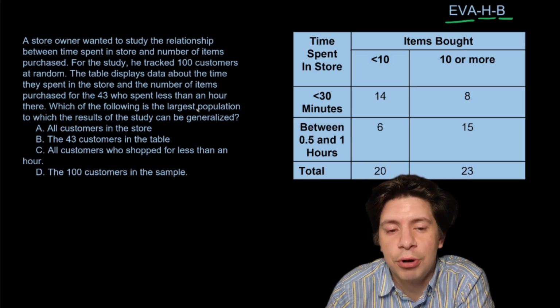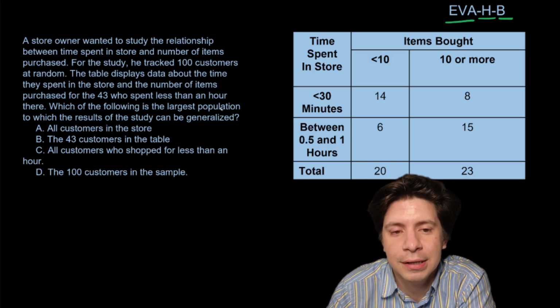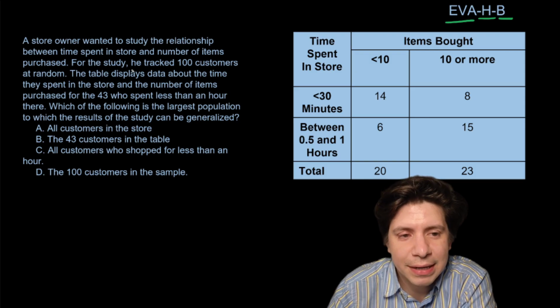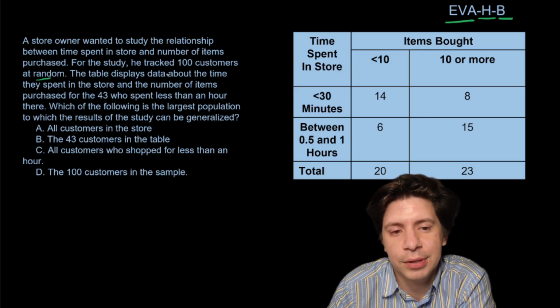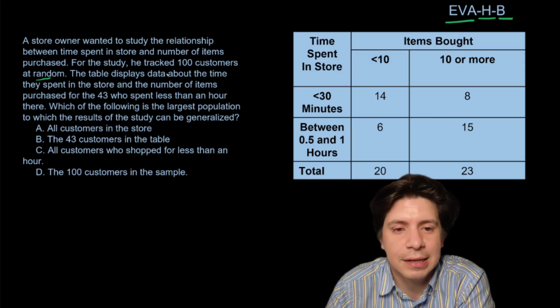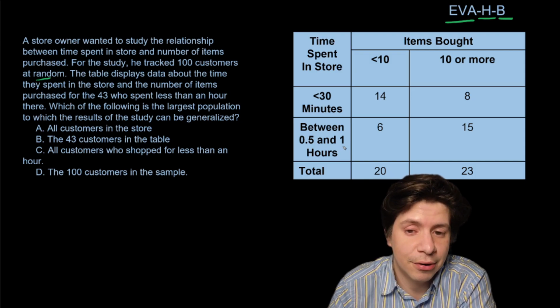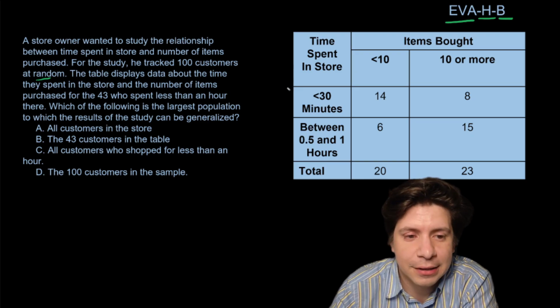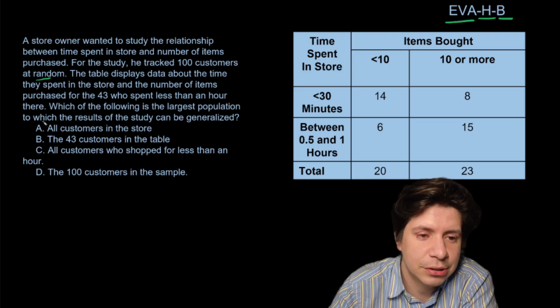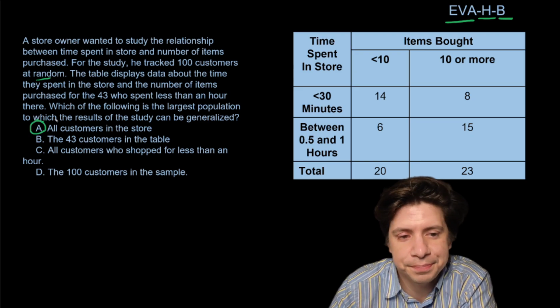So we want to go as broad as we can without going too broad. But in this one, because he's tracking random people, that's great. He's doing 100 people randomly, and there's no parameter, like it's not only people who do an hour or less, even though that's what we see in the chart. And it's not only people who shop on Fridays or something. We can actually extend it all the way to all customers in the store.